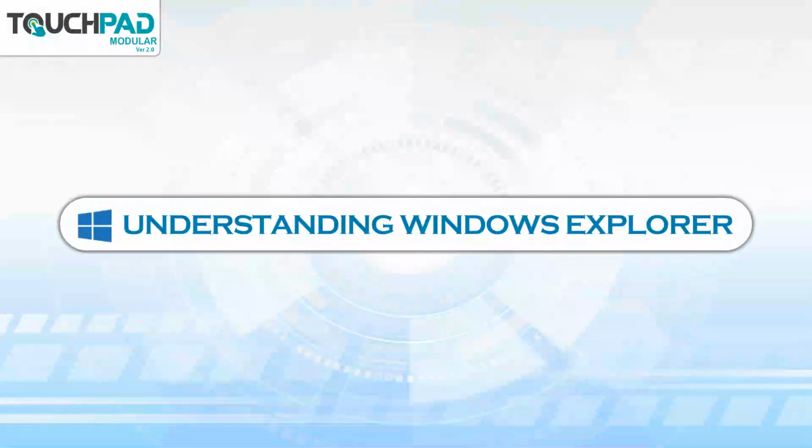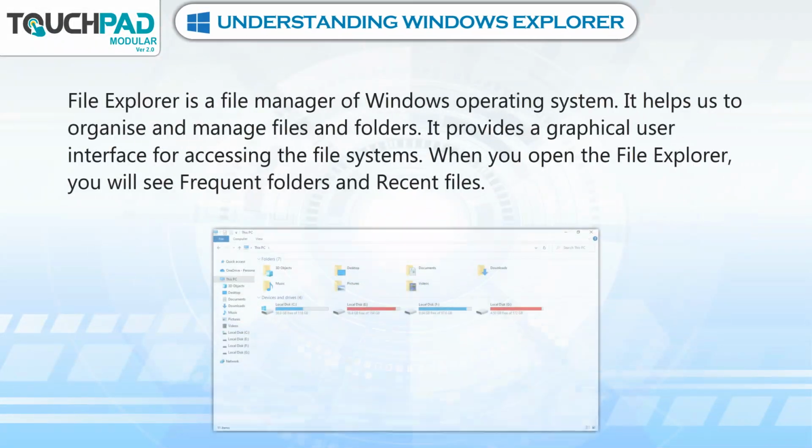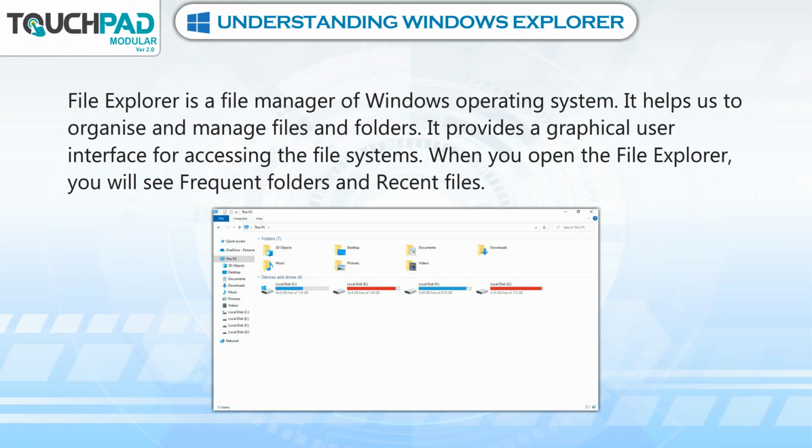Understanding File Explorer. File Explorer is the file manager of the Windows operating system. It helps us to organize and manage files and folders. It provides a graphical user interface for accessing the file systems. When you open File Explorer, you will see frequent folders and recent files.